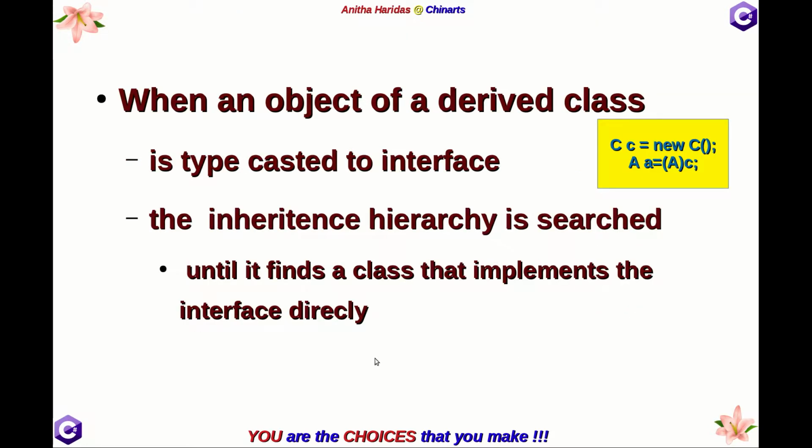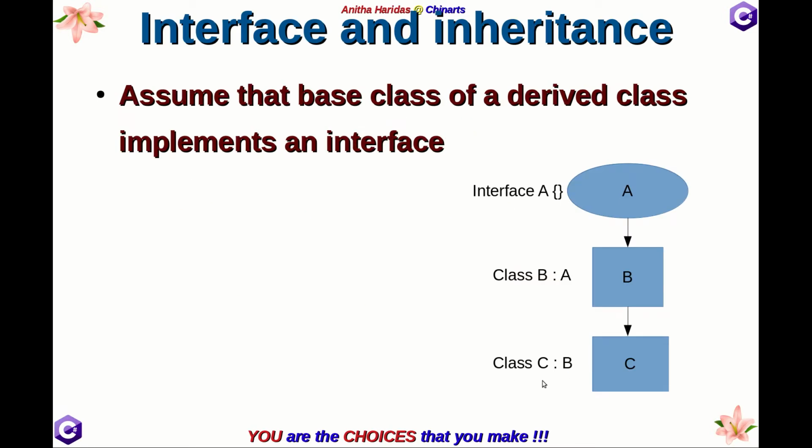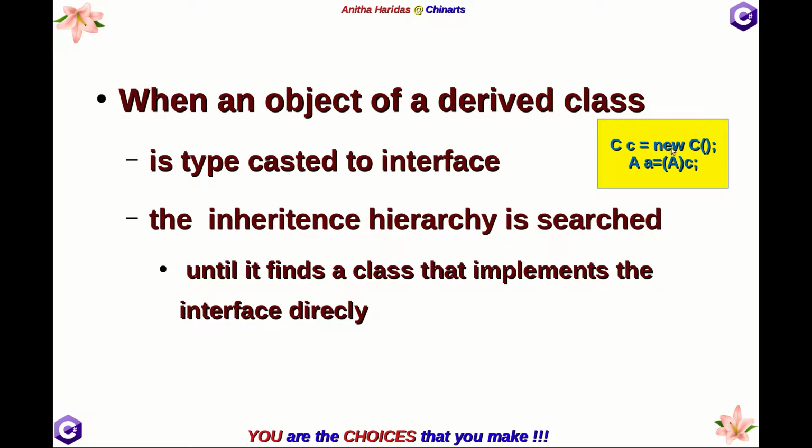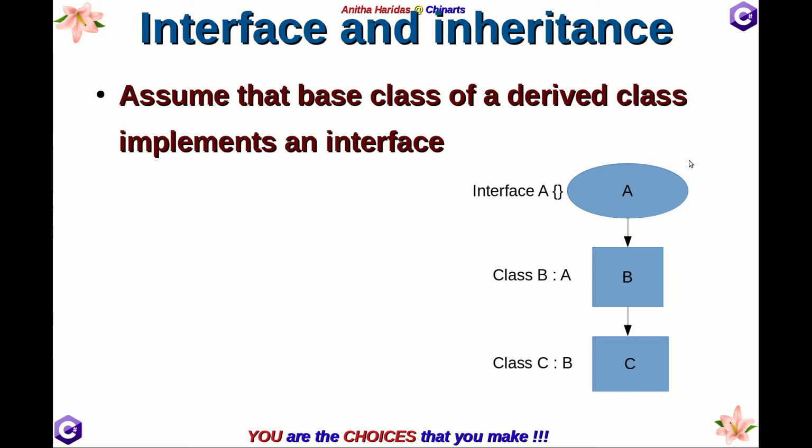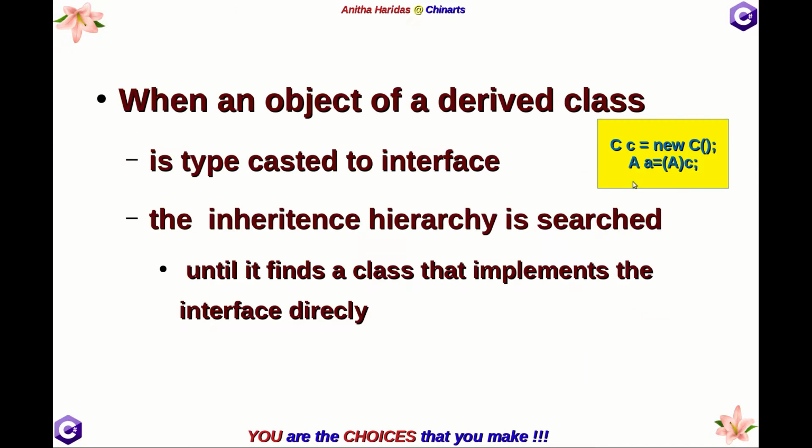If so, when an object of a derived class is typecasted, what do you have here? The derived class is C. I am creating a derived class object. It is typecasted to the interface. What is the interface we have? The interface is A. So I am typecasting the object of the derived class. Base class is B, derived class is C, and the interface is A. This is the base class, this is the derived class, and this is the interface. So I am creating the object of a derived class and typecasting it to the interface.